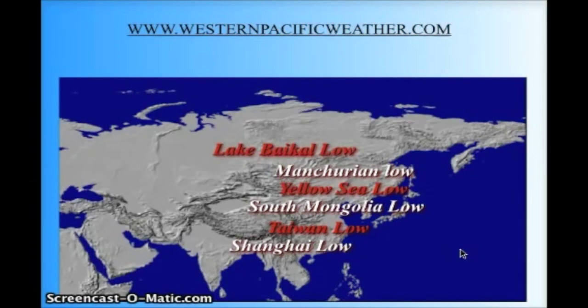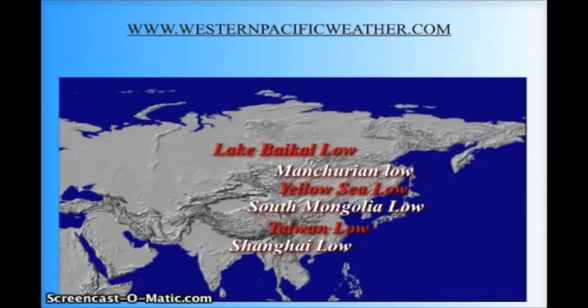We have these 6 right here, starting with the Lake Baikal, the Manchurian, the Yellow Sea, South Mongolian, Taiwan, and the Shanghai Low. All of them really get their name from their origin, but we're going to run right through and break down each and every one of these, and it's going to give you a better perspective on how you forecast out here in the Western Pacific and East Asia, and some of the general rules of forecasting some of these baroclinic and mid-latitude lows here.